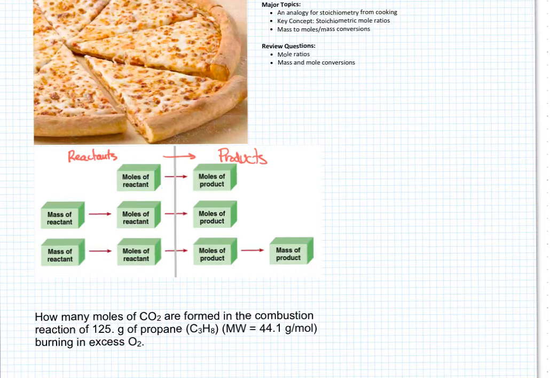Now the other thing I want you to be clear that you don't get confused about is these arrows are all pointing in this direction. We could just as easily go in the opposite direction. In other words, we could have moles of product and figure out how many moles of reactant we had. Moles of product going to mass of reactant, mass of product going to mass of reactant. Depending on how the problem is worded, we can either be going from reactants to products or we can be going products to reactants.